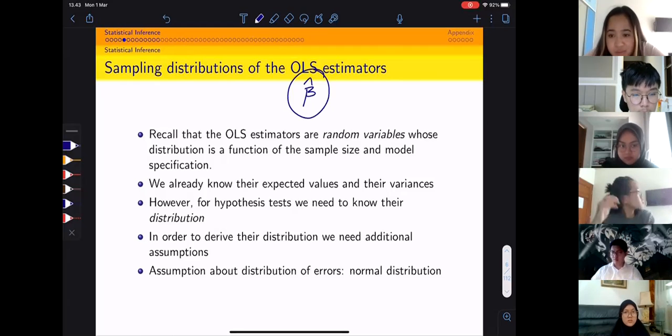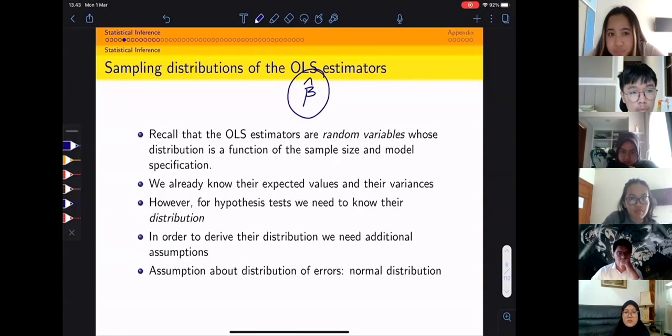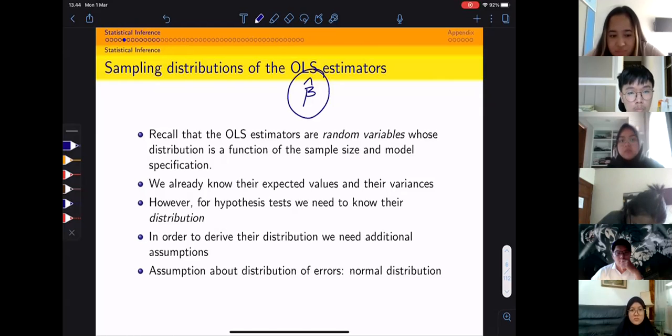So suppose you have the luxury to get another random sample from the population. Will you get the same beta hat, or will you get a different beta hat? Different, sir. Yeah, very good. So as Alexander said, we're going to get a different beta hat. For a different random sample, we're going to get a different beta hat.